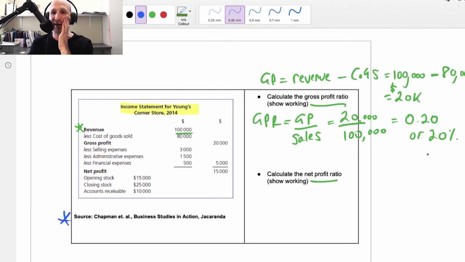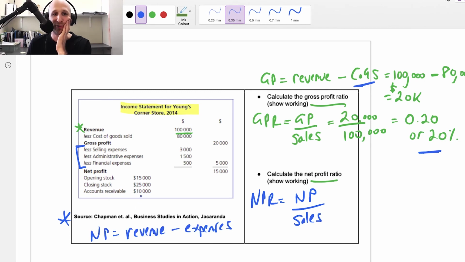And I would expect that net profit would be lower because there are going to be more expenses. So here we're just minusing COGS. Here we're going to minus a whole bunch of other expenses too. So the net profit ratio would equal net profit over sales. Revenue minus expenses, fine. And you can see that that's the revenue. Here are all the expenses, and here is net profit.